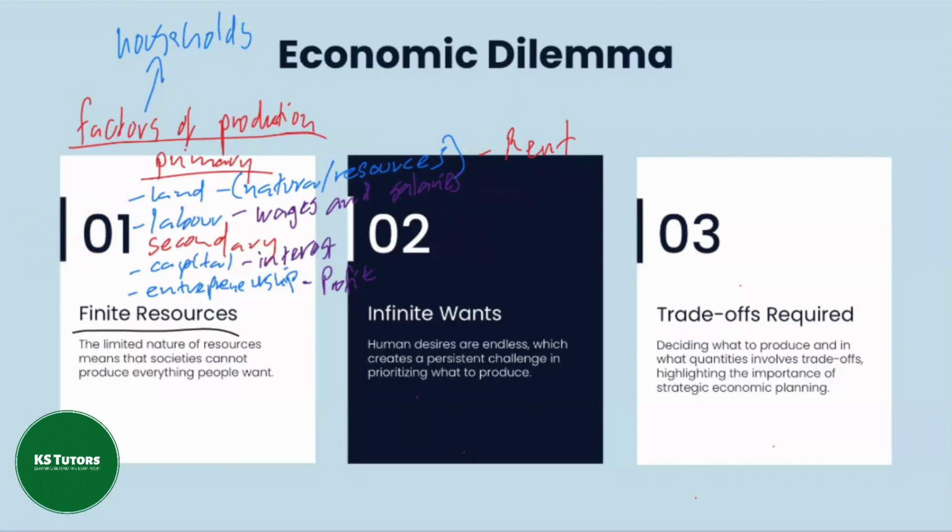Now, these factors of production are limited in supply against desires which are endless. We've mentioned them. This balancing act simply means that we have to decide what to produce and in what quantities, highlighting the importance of strategic economic planning. Now, this brings us to the fundamental economic questions. This slide is going to be loaded with information. Because the factors of production are scarce and the uses thereof are endless, we have to prioritize. That is the fundamental economic problem.